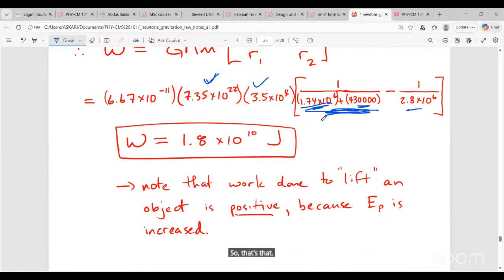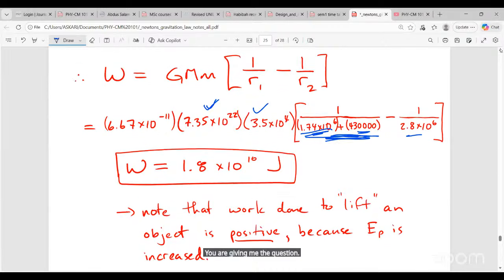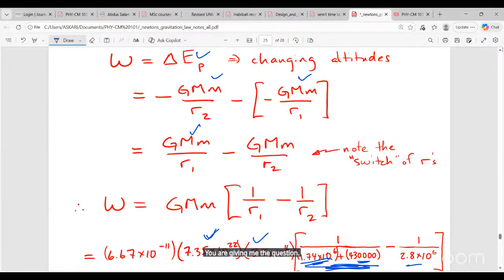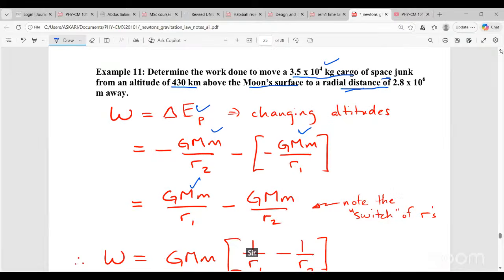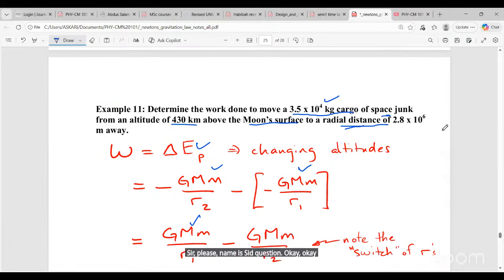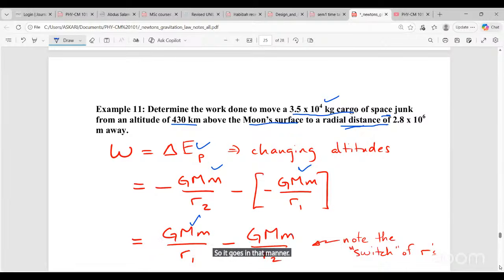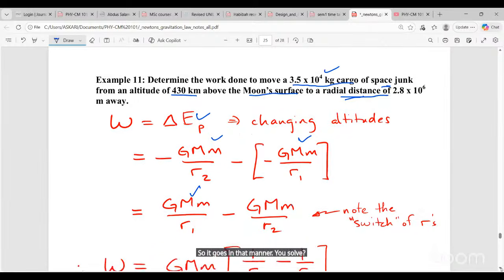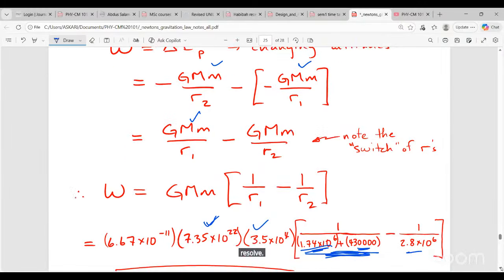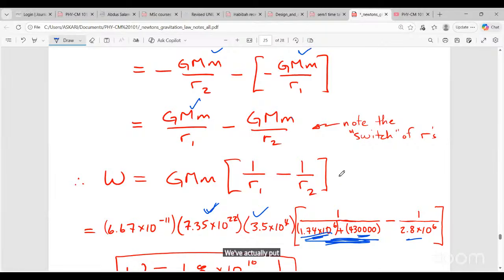Sir, how do you get this 2.8 times 10 power 6? How do I get 2.8 times 10 power 6? You were given it in the question. Sir, please let me see the question. Okay, I've seen it. Thanks, sir. So it goes in that manner. You solve. You insert the parameter. This is the correct physics.